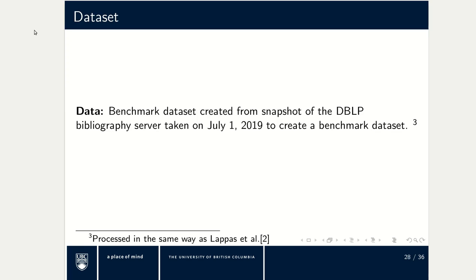Okay, so our data set, we used a benchmark data set created from a snapshot of the DBLP bibliography server taken on July 1st, 2019. We processed it in the same way as Lapas et al. in the paper that I had mentioned earlier for easy comparison. I won't go into too many of the specifics of how we process that, but it is all mentioned in the paper. Essentially, all of our students are actually computer science authors who have skills taken from the keywords in their papers.